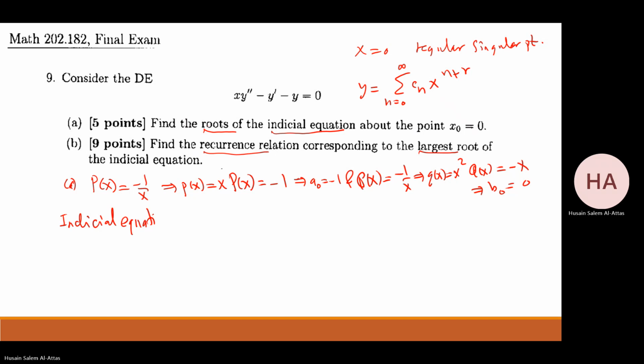So the indicial equation would be what? R times R minus 1, plus A0, which is minus R, plus 0. So I have R squared minus R minus R, so R squared minus 2R equals 0. So I have R times R minus 2 equals 0. So I have two roots, R1 equals 2 and R2 equals 0. Okay, this is what I got. Very clear.